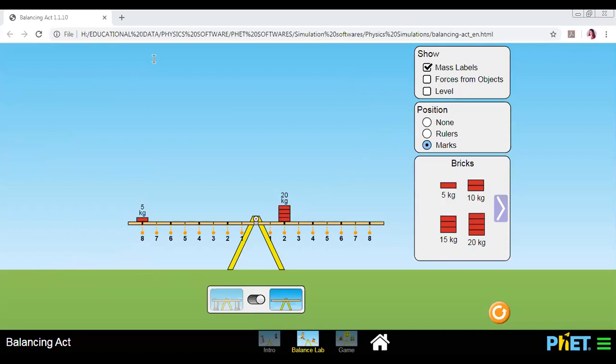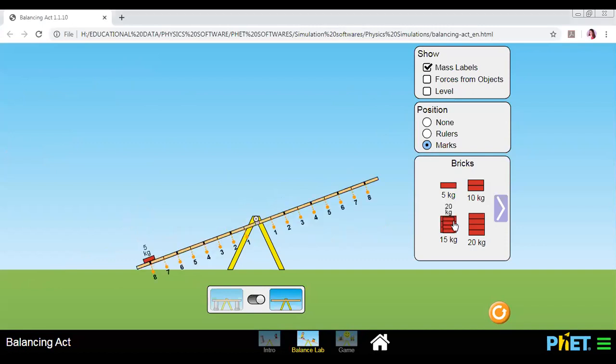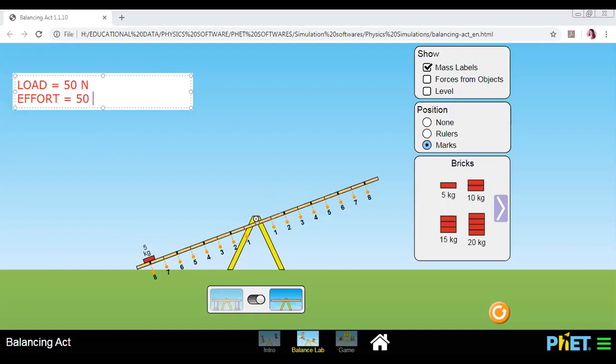Okay, now what I am going to do, I am going to take a load. This is my load which I have kept. So how much is my load? Look at the load. So load is 50 Newton. And how much the effort I am going to do? So the effort is also going to be 50 Newton only. Okay, so my load is 50 and my effort is also 50 Newton.